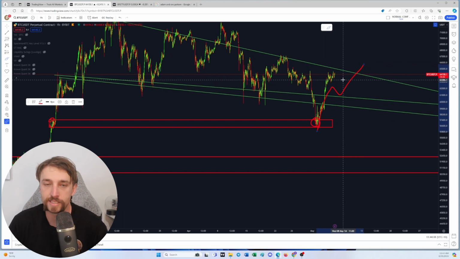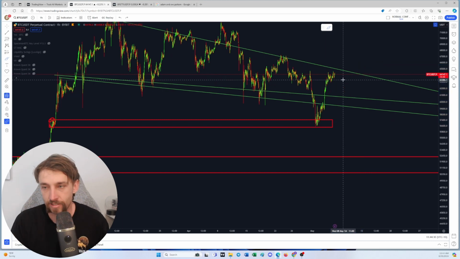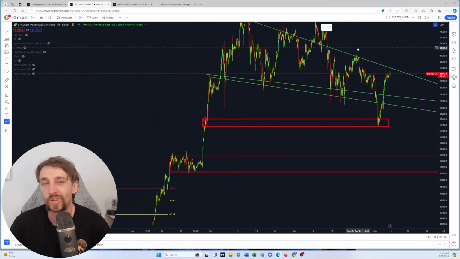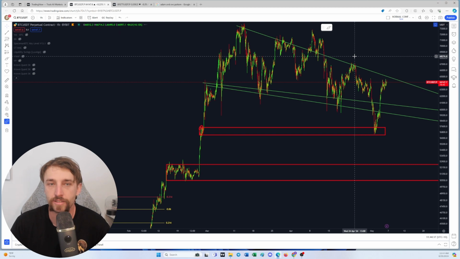So that's two strong pieces of pattern technical analysis. It's basic technical analysis, but it's simple. Simple technical analysis is good technical analysis.